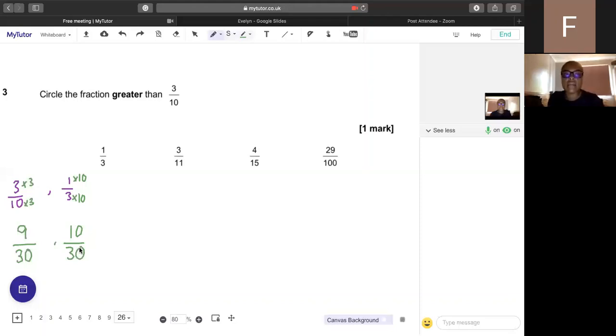Now, is a third greater than 3/10? It is, because 10 is greater than 9. So this would be our answer. So luckily we got our answer first time round.